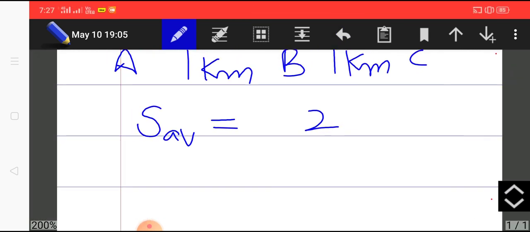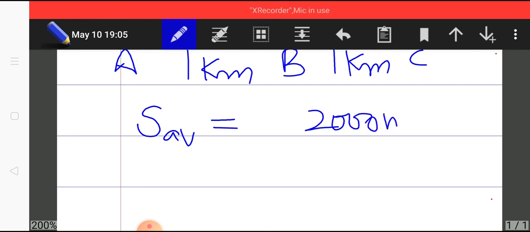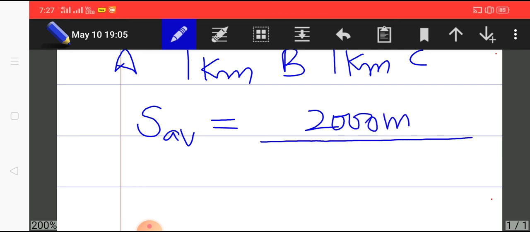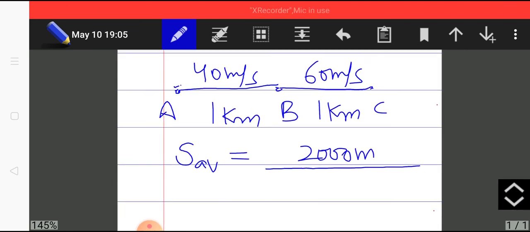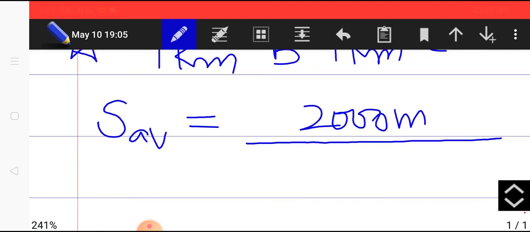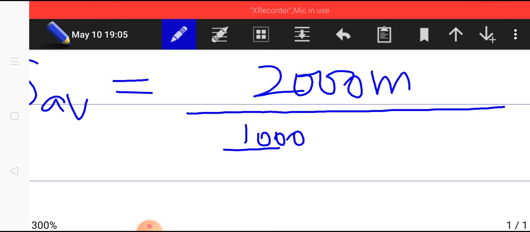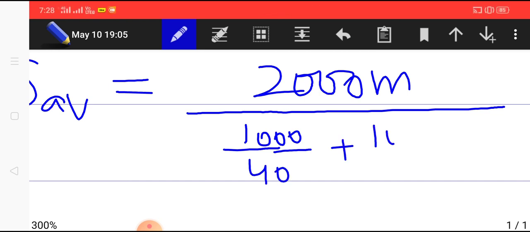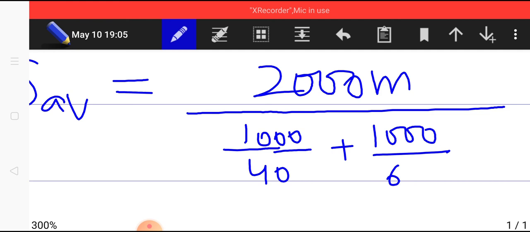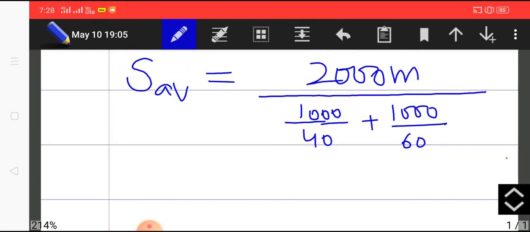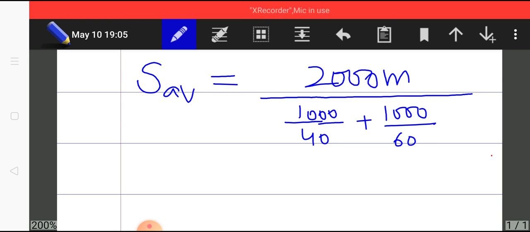So I can also write it like 2000 meter divided by the total time, which can be calculated by the formula distance divided by speed. So total time is going to be 1000 meters divided by 40 meter per second, plus the second kilometer, which is again 1000 meter divided by 60 meter per second. So in this example you can see I can again take 1000 common, and it can get cancelled with 2000 meters above.